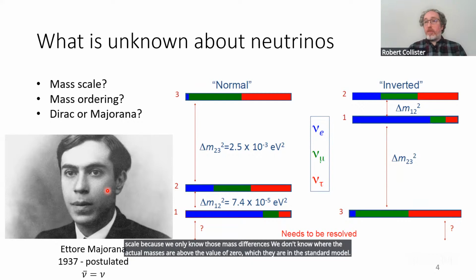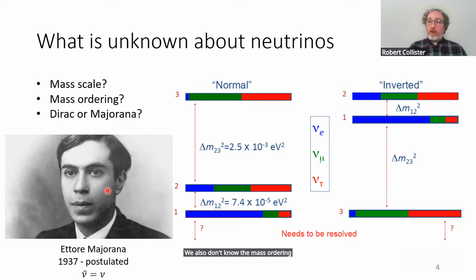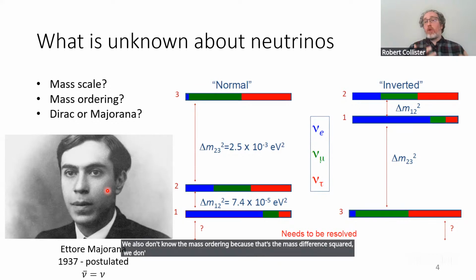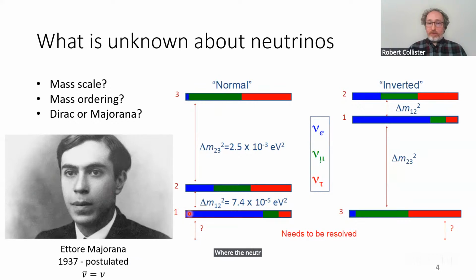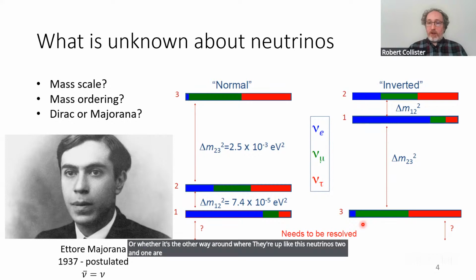We also don't know the mass ordering. Because that's a mass difference squared, we don't know whether they're organized in what's called the normal hierarchy here, where the neutrino mass 1 is lower than mass 2, is lower than mass 3, or whether it's the other way around, where they're up like this, where neutrinos 2 and 1 are heavier than mass 3. And this needs to be resolved in order to understand fully about neutrinos.